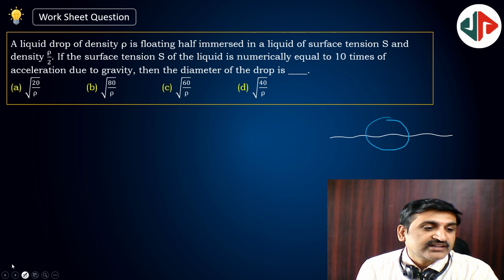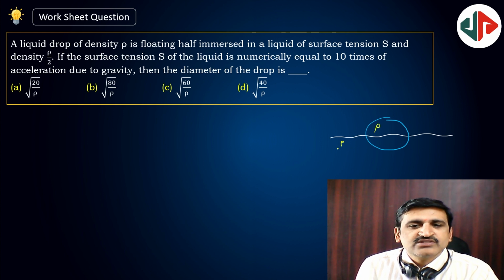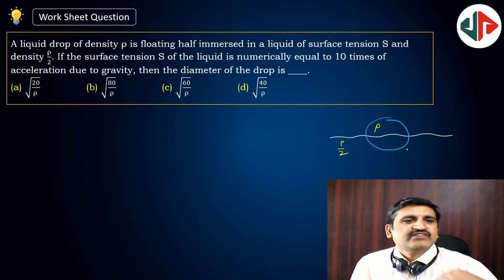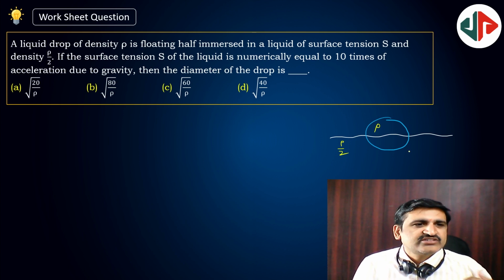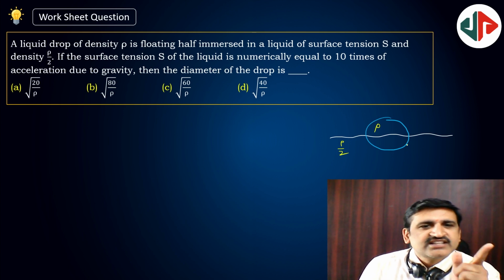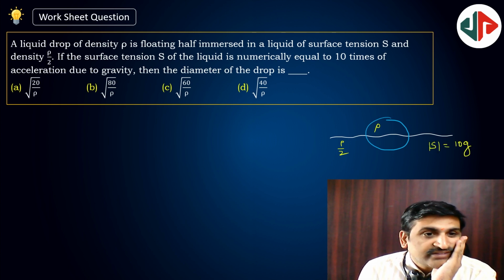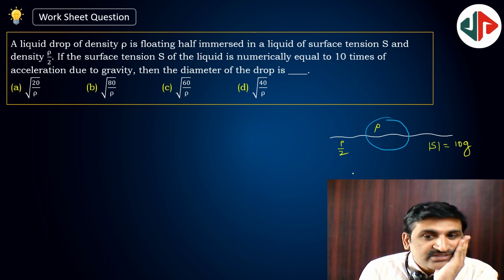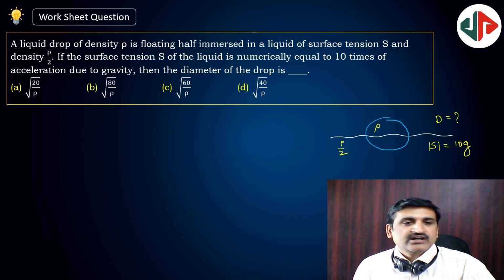Liquid drop of density rho. This is rho by 2. Half immersed. If the surface tension S of the liquid is numerically equal to 10 times the acceleration due to gravity, then the diameter of the drop is equal to, D is equal to question mark. Any other things I left? Nothing. So we are supposed to find out the diameter.